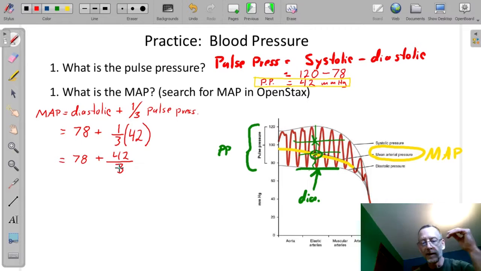And where's my calculator? I had it for a different number, but I just changed it on the fly. So you're probably already done with this by now. So we are going 42 divided by 3. Well, if I could type, it would help.